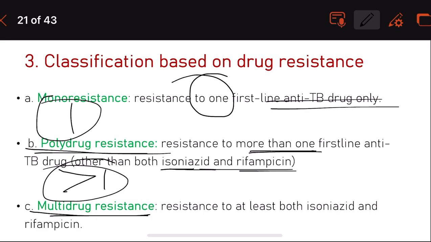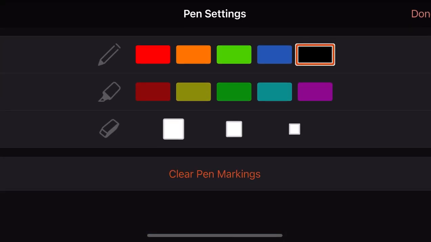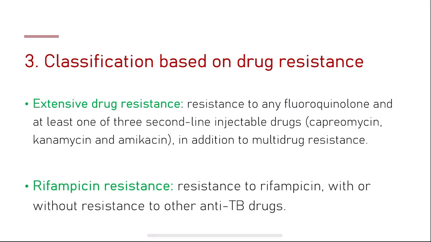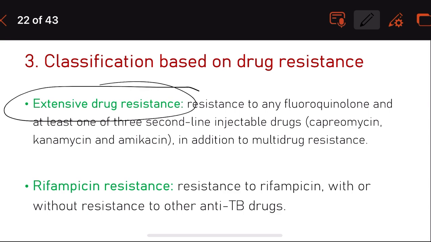Multidrug resistance is resistance to at least both isoniazid and rifampicin. Now, continuing the classification, we have extensive drug resistance: resistance to any fluoroquinolone and at least one of the 3 second line injectable drugs. In addition to the multidrug resistance, there is also resistance to second line injectable drugs. That is extensive drug resistance.